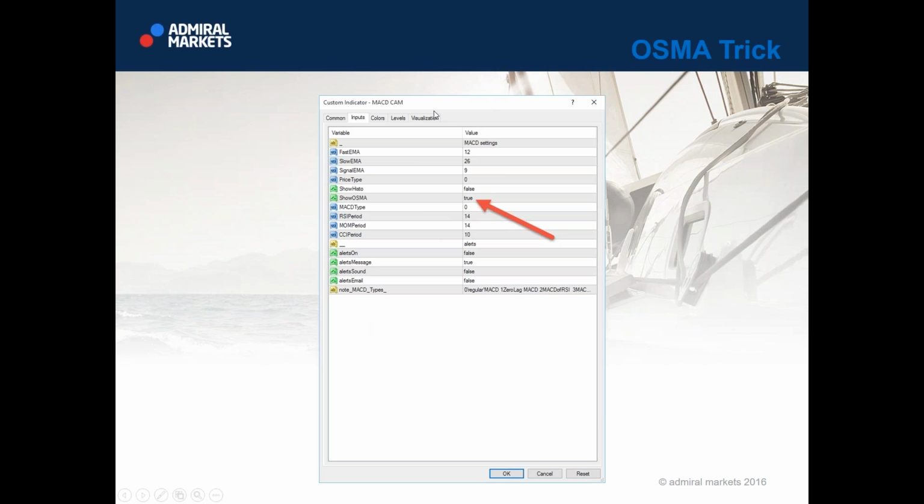This is the trick for how you can do it: open the MACD cam indicator that you probably already have on your chart and set Show OSMA to true. Histograms should be false. So set histogram to false and put OSMA to true.